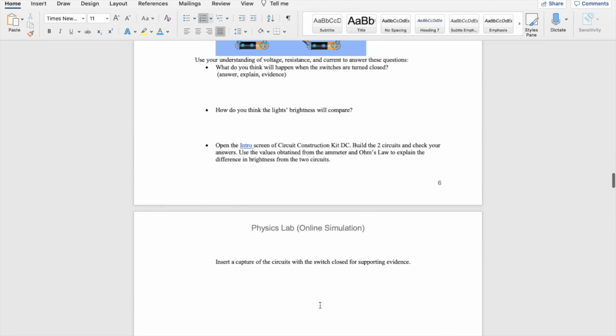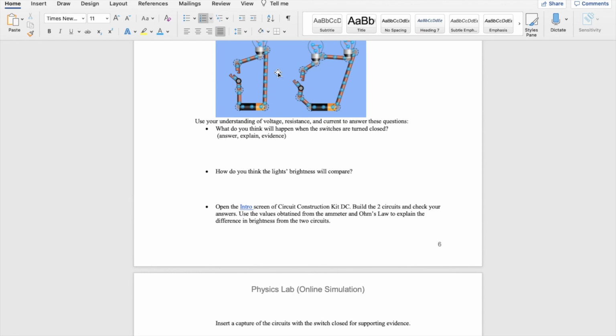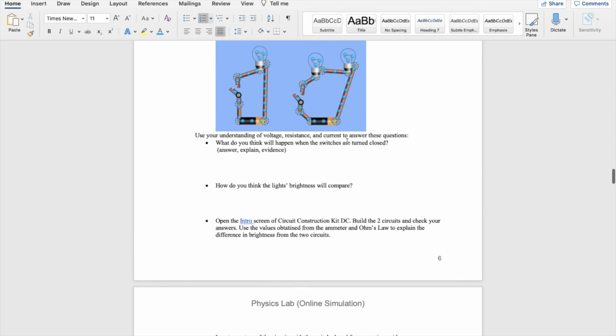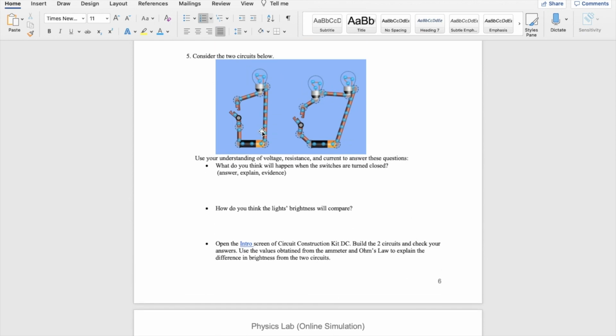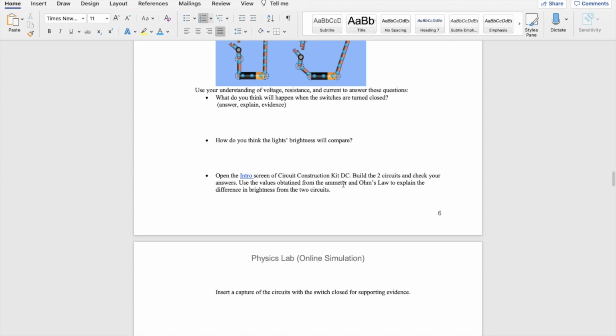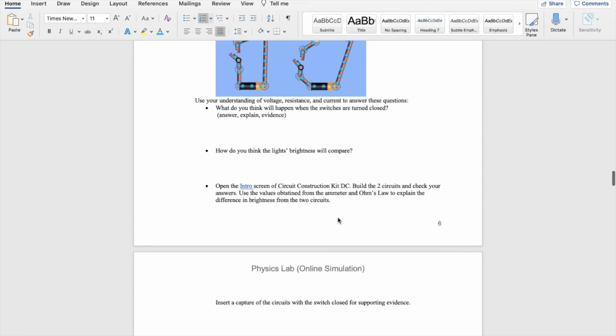However, in the last section, build these type of circuits for this part here, and check your answers. Use the values obtained from the ammeter and Ohm's law to explain the differences in brightness from the two circuits.